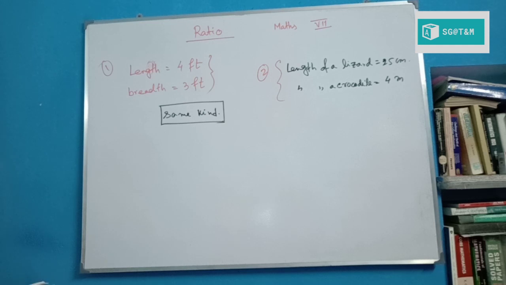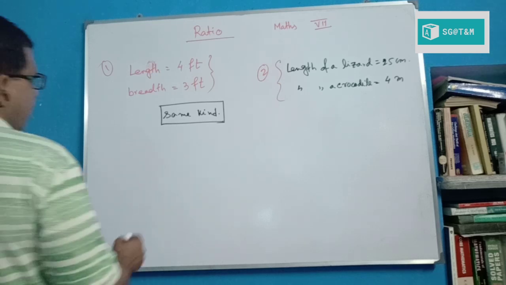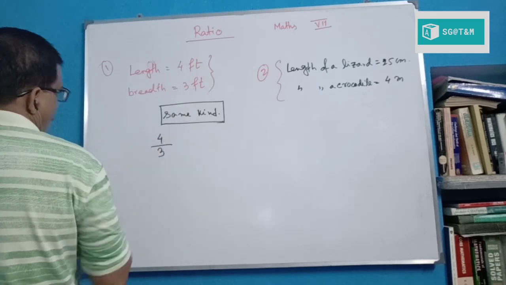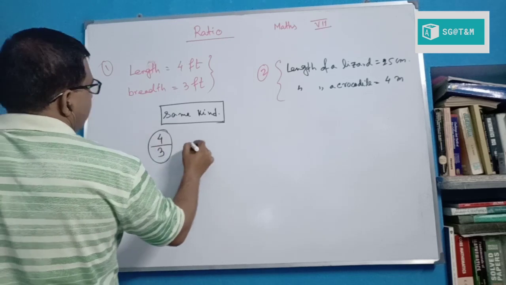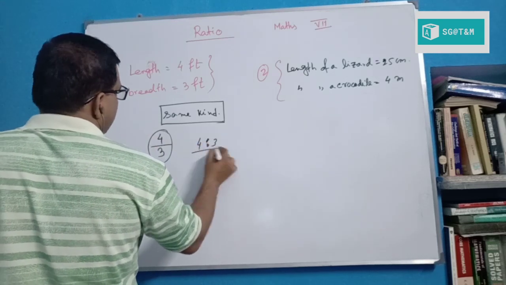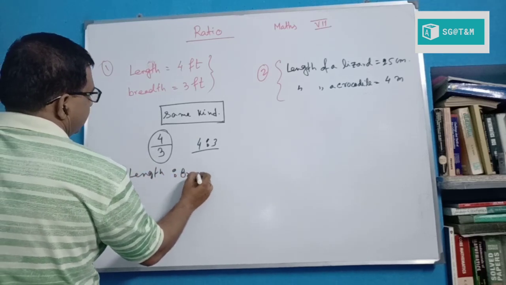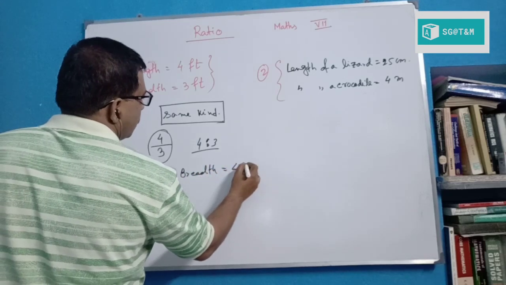I repeat once again. If these two things are of the same kind, then the fraction expressing how many times the first quantity is greater than or smaller than the second quantity is called the ratio. So for the ratio of length and breadth, the length is 4 feet and the breadth is 3 feet. So 4 by 3 can be written as 4 is to 3, that means length is to breadth, that is 4 is to 3.